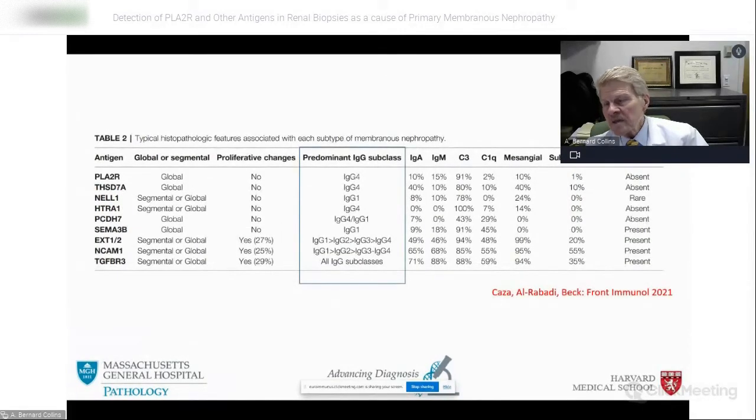One of the most important things to take into consideration is the predominant subclass. This chart gives you a very nice breakdown of the subclasses. As you've seen already, the predominant IgG subclass for PLA2R and THSD7A is IgG4, and Nell-1, the case that I showed you, is IgG1. Our case of exostosin was all 4 subclasses.